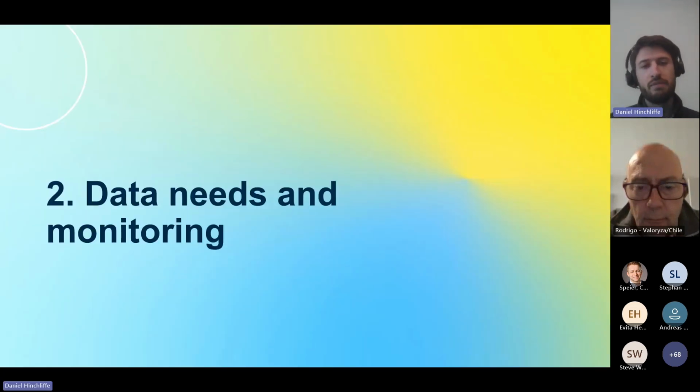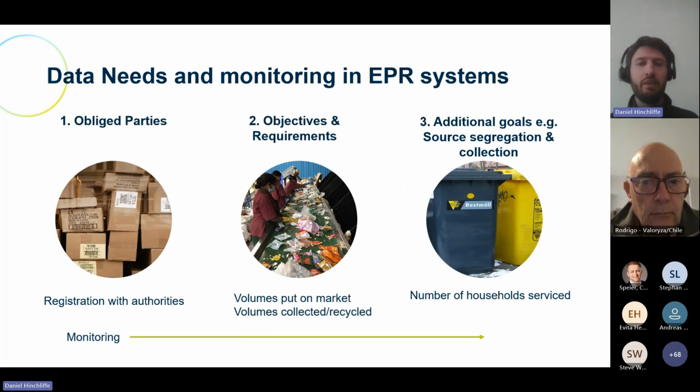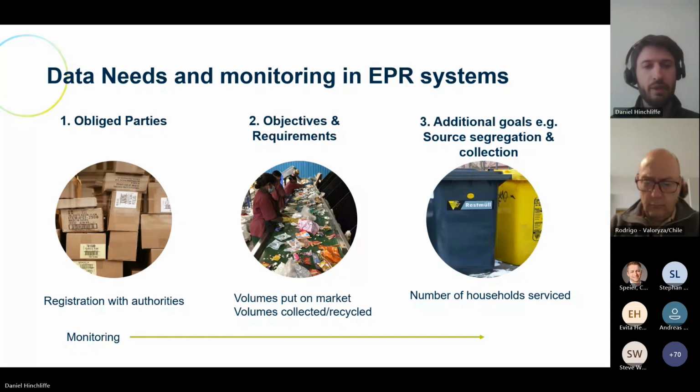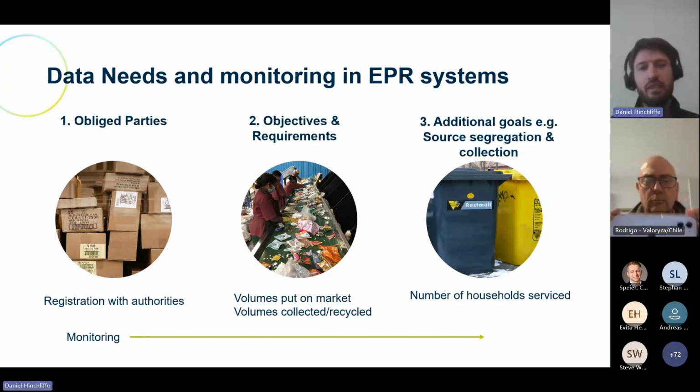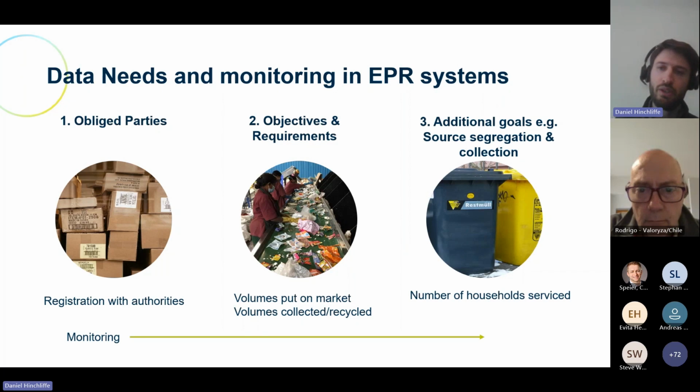So secondly, we now can jump into the data needs and monitoring part of this presentation. And I've tried to outline the three key areas where we want to get data. So the first one, it's really important that we know who our obliged parties are, and we get these registered with authorities so that we can actually set up the EPR system. We know who's paying in and obliged. Secondly, the data we collect really depends on what objectives and requirements we set in the EPR system that we want to meet. So this tends to be the volumes put on the market and the volumes collected and recycled in the system. And thirdly, in your EPR legislative framework, you may have additional goals where you say PROs are also responsible for source segregation and collection. And here, one of the key indicators is the number of households served for this example.